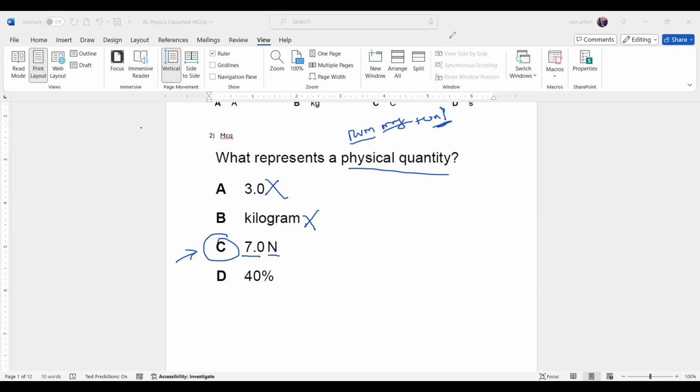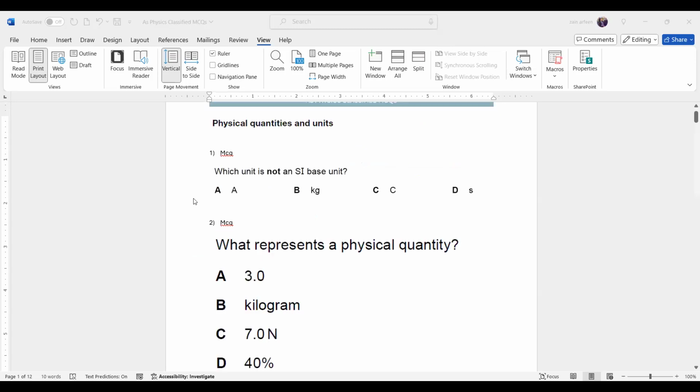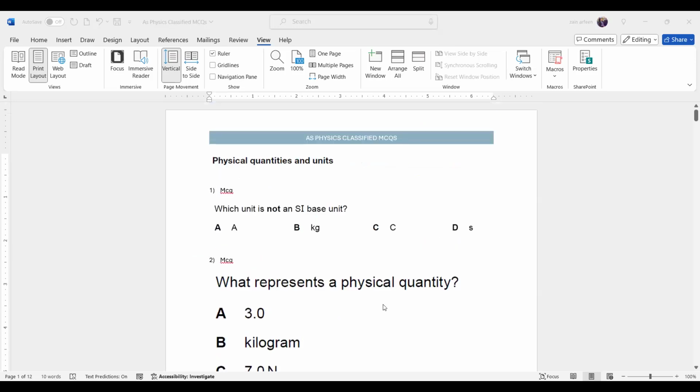So there are more questions, but about a minute is left. So that's it for today. Any question or doubt you have related to the session?